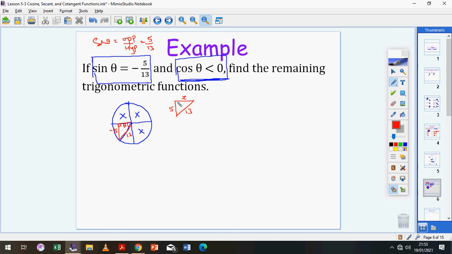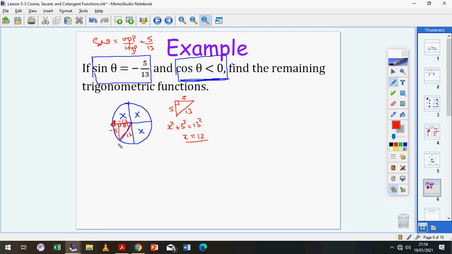So I can use Pythagoras. X squared plus 5 squared is equal to 13 squared. I can use Pythagoras to find the value of x. And if you do the math, you'll find that x is 12. It is negative because, as you can see, I'm going on the left side of the x-axis. So x is negative 12, y is negative 5, hypotenuse is 13.